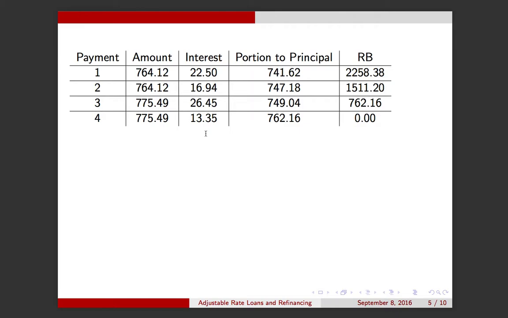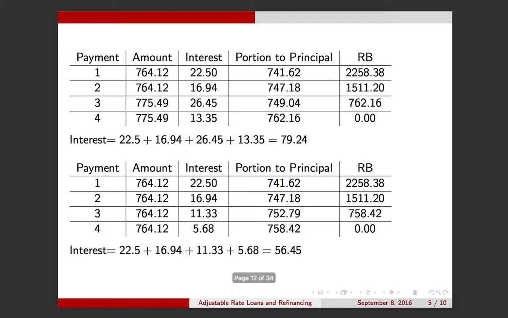Okay, so I just wanted to end this intro example by thinking about how much interest he had to pay. So in this example here, we can just add up the interest column to see what he paid. So 22.5 plus 16.94, etc. With the interest rate jump, he paid $79.24 in interest. Suppose there had been no interest rate jump. Okay, so suppose the interest rate had stayed at 3% the entire time. That's what this table is showing here, this bottom table.